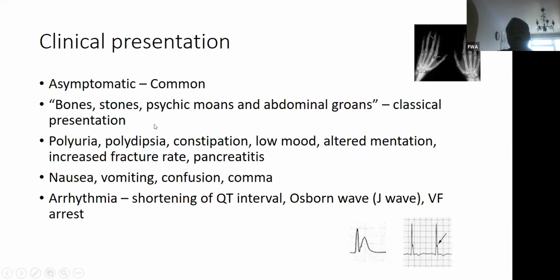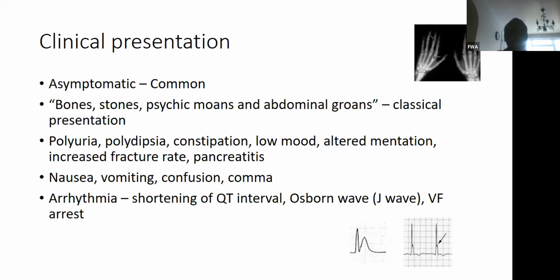Stones: these patients can present with severe loin pain, like kidney stones. Our urologists usually see these patients in the clinic and then refer them to us. Psychic moans could be neurological disorders like low mood, depression, and in severe cases, even agitation and coma. And abdominal groans could include nausea, vomiting, severe abdominal pains. Other symptoms could include severe constipation, passing quite a lot of urine, and polydipsia.